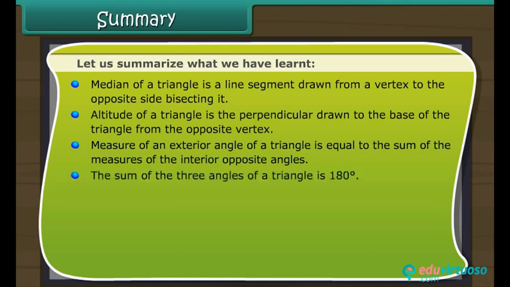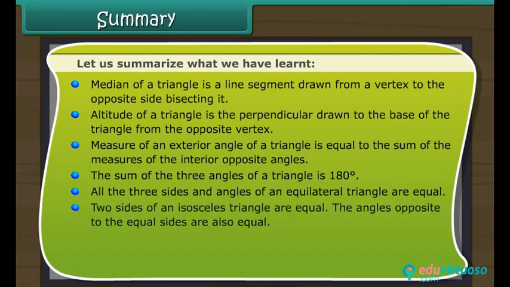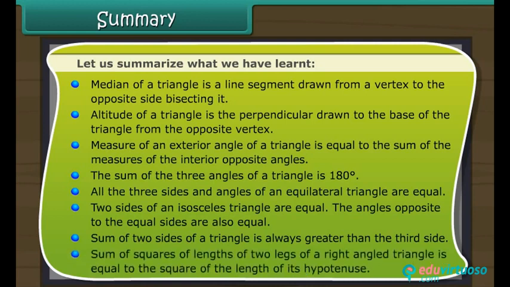The sum of the three angles of a triangle is 180 degrees. All the three sides and angles of an equilateral triangle are equal. Two sides of an isosceles triangle are equal. The angles opposite to the equal sides are also equal. Sum of two sides of a triangle is always greater than the third side. Sum of squares of lengths of two legs of a right-angled triangle is equal to the square of the length of its hypotenuse.